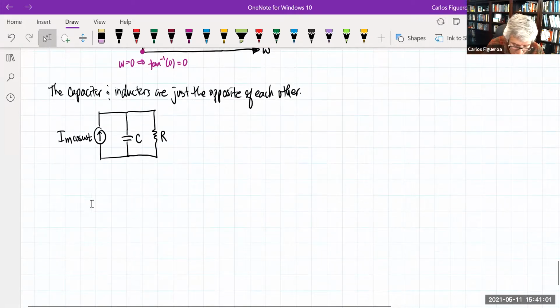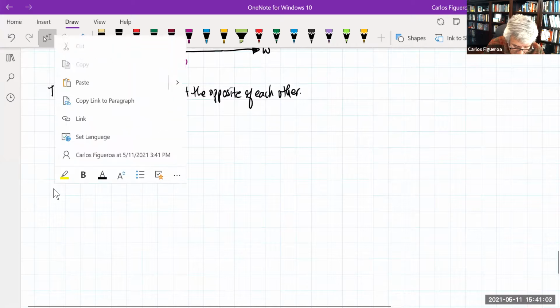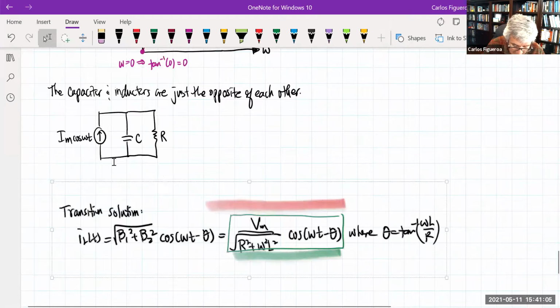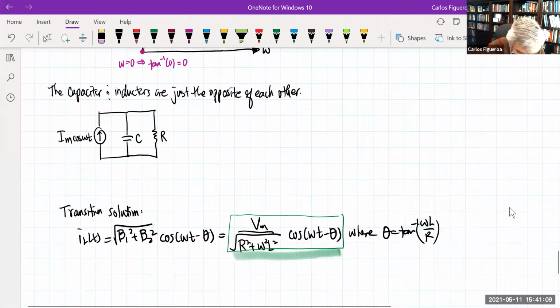And by the way, we can Google this if we really wanted to, but I'm going to rely heavily on this solution right here. So then check this out. What I would expect here is that if I look at the capacitor, it's going to have to look something like this here.